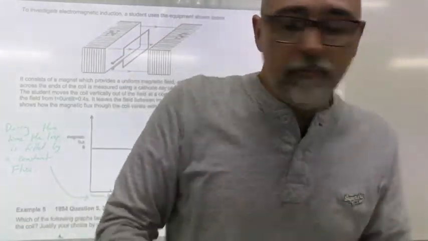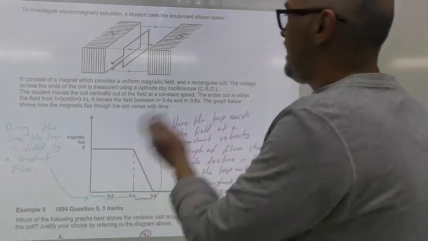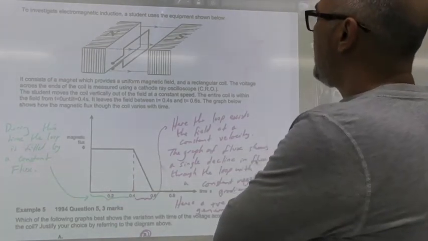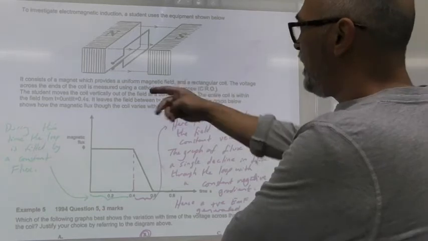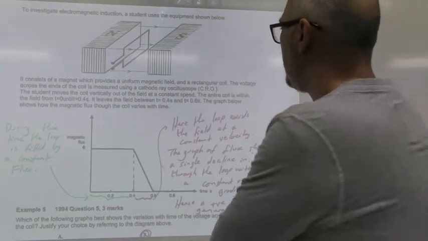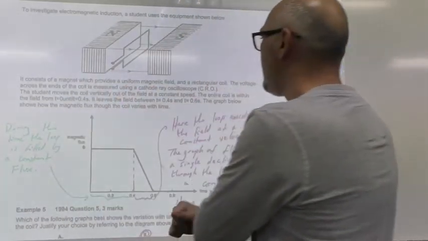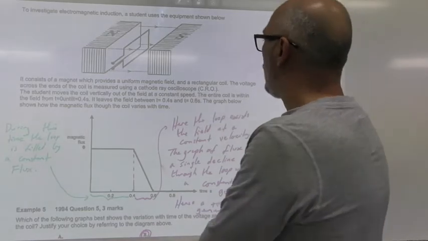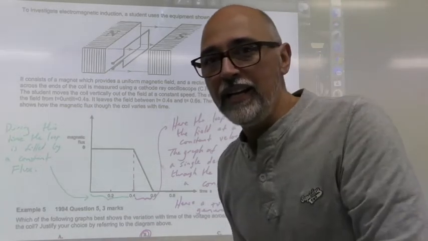Okay, so in this case, let's see. To investigate electromagnetic induction, the student uses the equipment shown below. It consists of a magnet which provides a uniform magnetic field. So in this case, these are permanent magnets. They are connected to a CRO, a cathode ray oscilloscope.